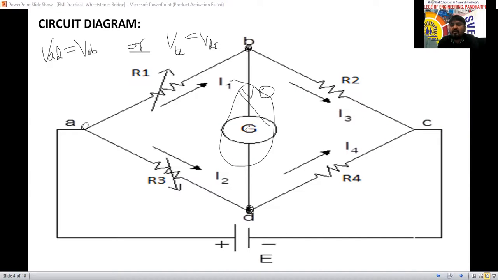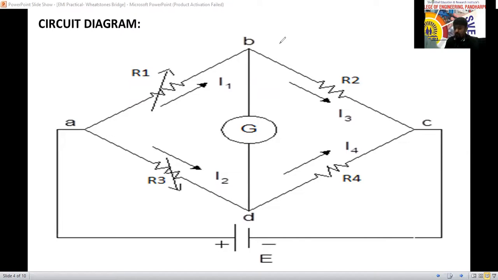In that case, the galvanometer deflection will be 0. On that condition, we say that the bridge is balanced. Understood? Do you understand what is meant by balanced condition? Yes, sir. Okay. So based on this circuit diagram, we are going to do the practical.